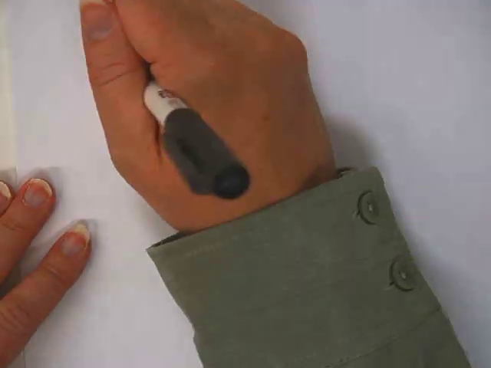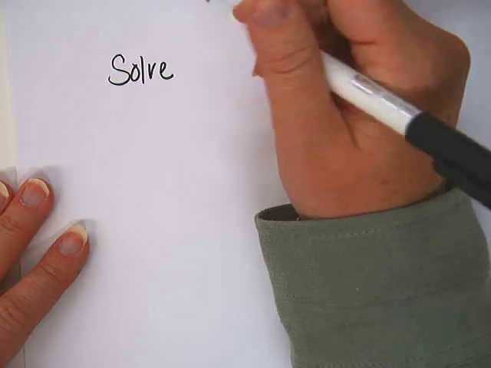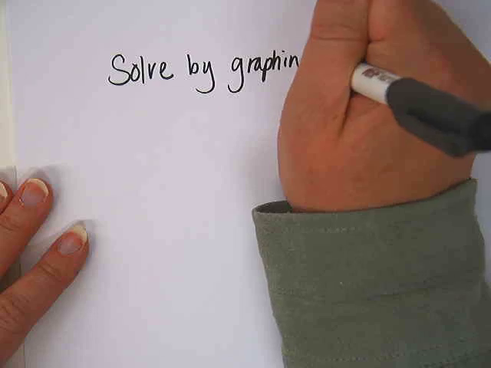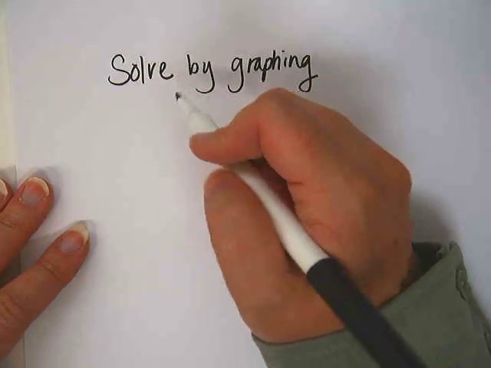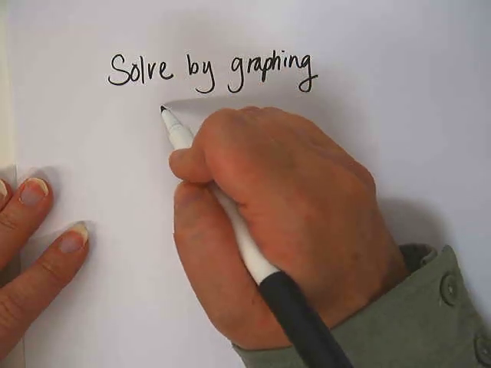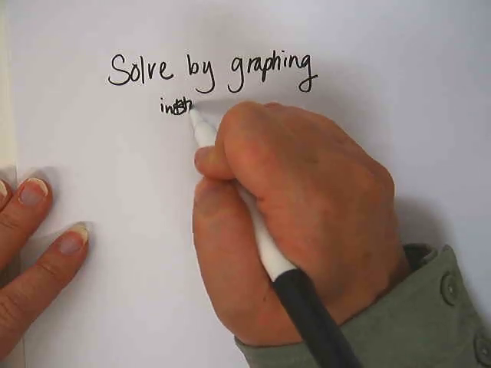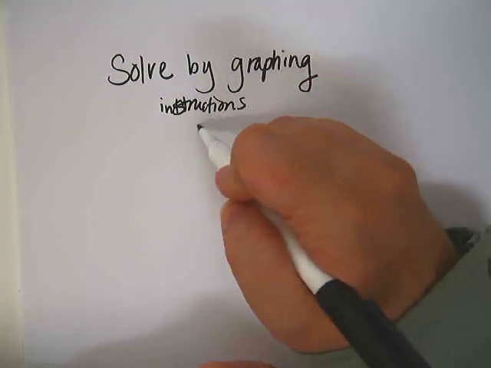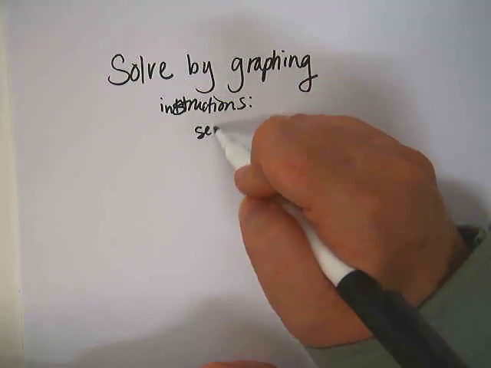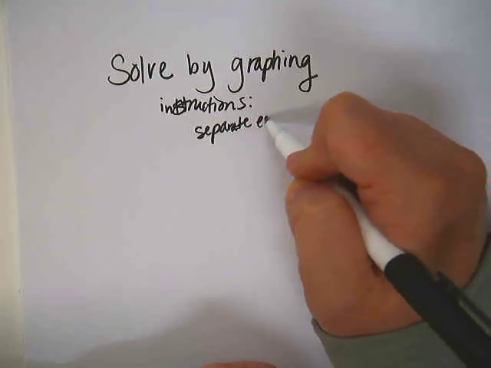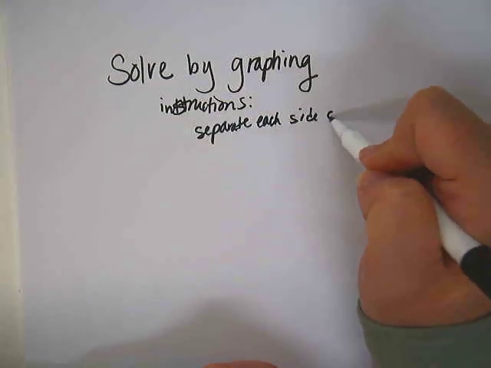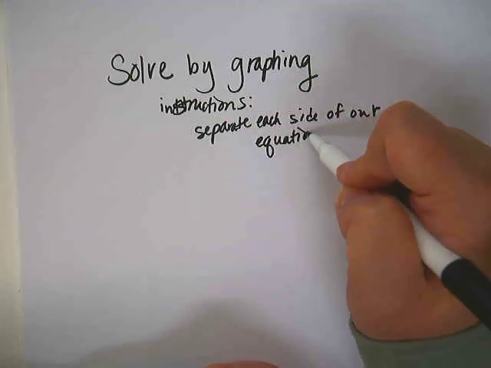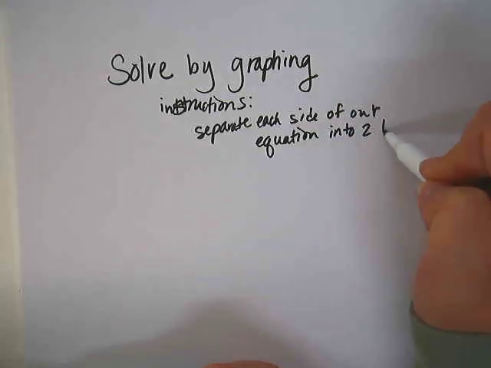We're just going to do one more example so we can learn how to solve some of these same problems by graphing instead of by using the algebraic methods that we've been using. Basically, you take each side of your equation and make them into functions. So the instructions are to separate each side of our equation into two different functions.